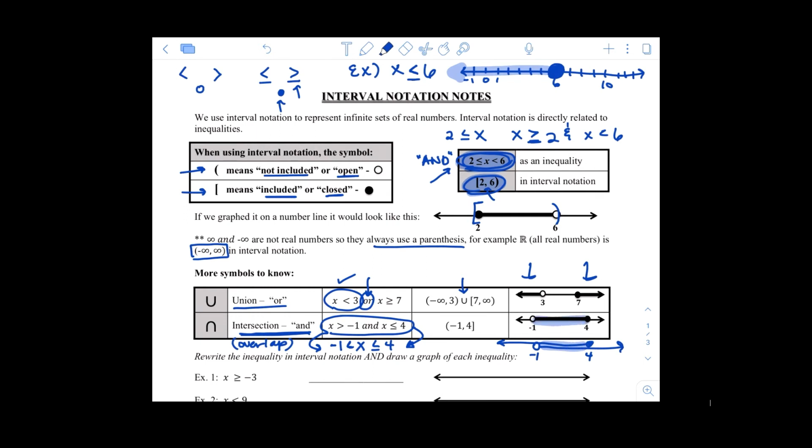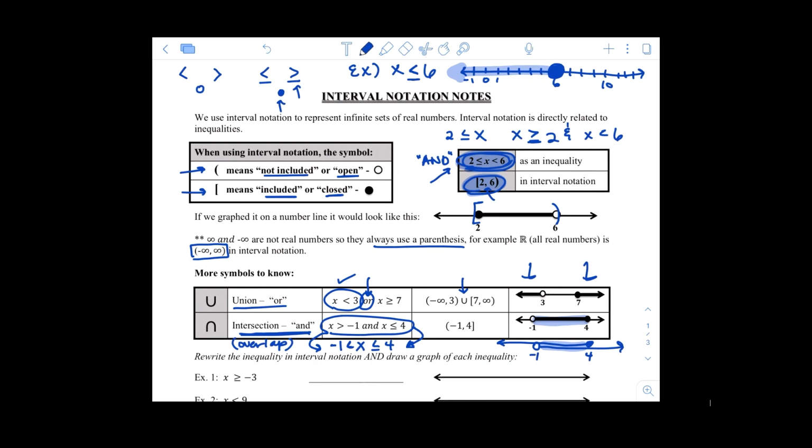Now, the good news is that's super easy to denote with interval notation. Every x is caught from -1 to 4, and because it's open, it gets a parentheses on the -1, and because it's closed, it gets a bracket on the 4.